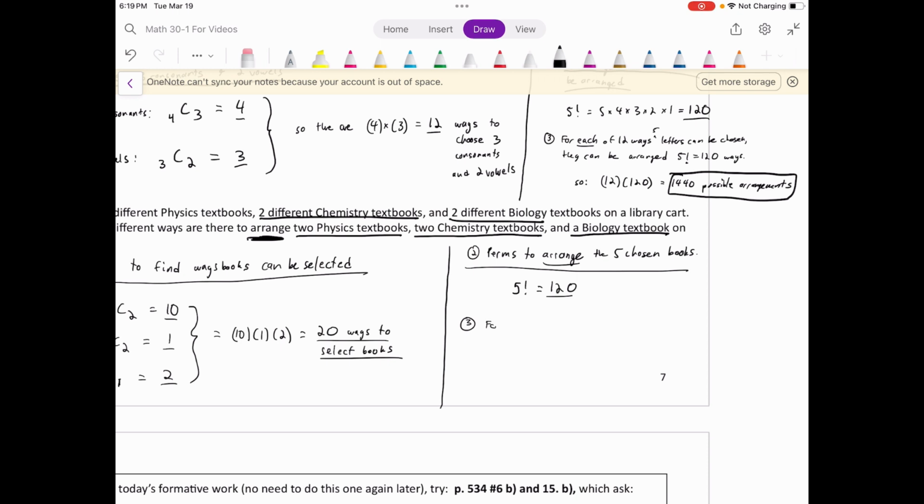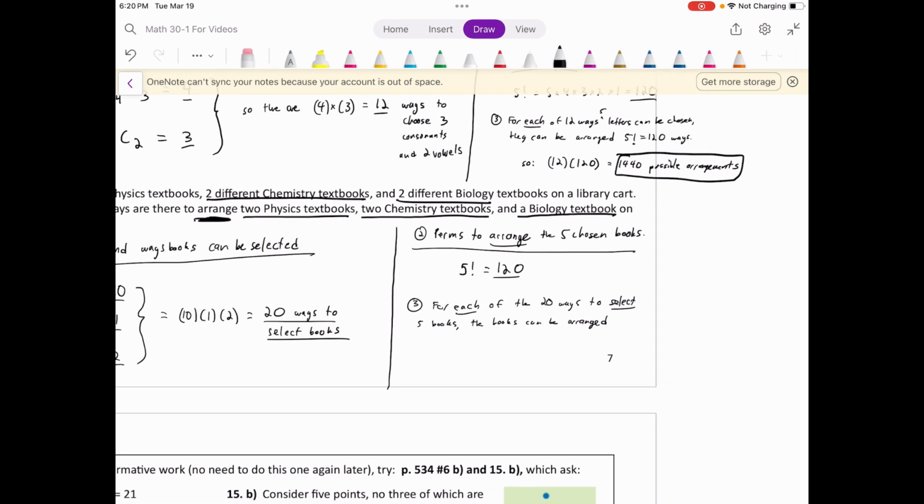So again, for each of the 20 ways to select 5 books, the books can be arranged. And this is definitely wordier than you would probably be when working out your practice problems, right? But I'm just really showing my thought process here as we go through this example so you can hopefully follow the logic. The books can be arranged 5 factorial ways, right?